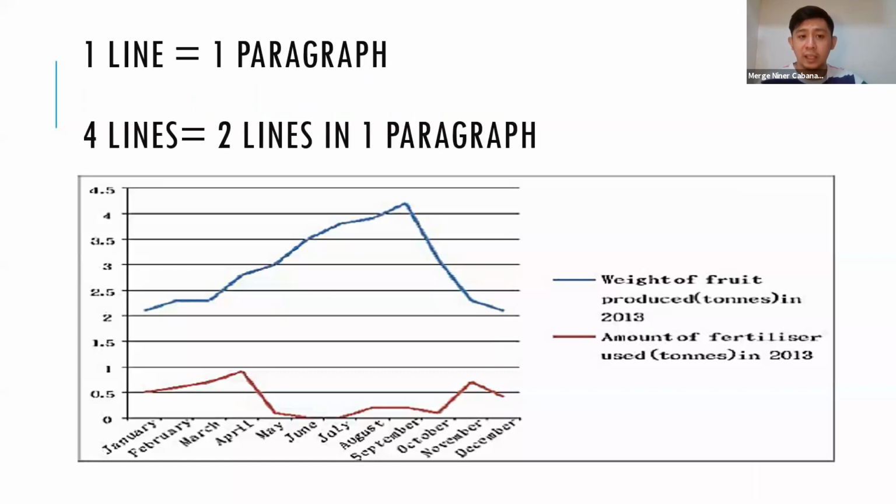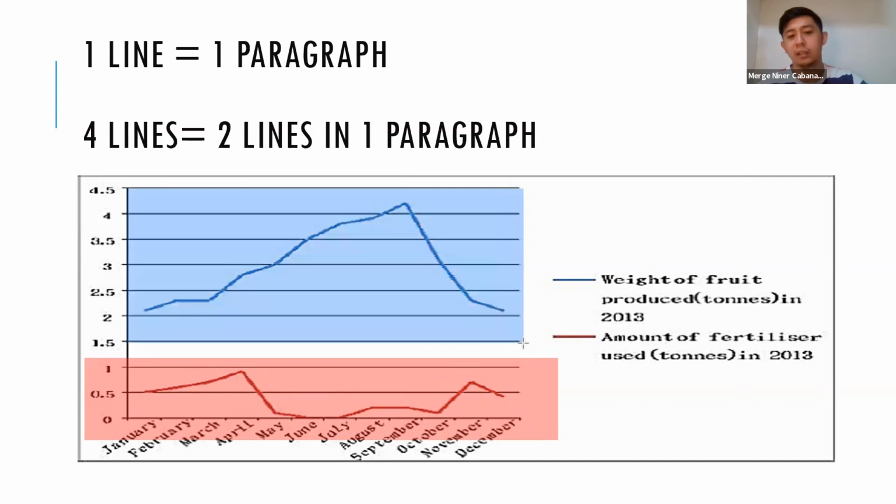Now, 1 line equals 1 paragraph. So if I see a line that pertains to the weight of fruit produced, the blue one, okay, if I see this line, then I would most definitely use one line for this paragraph and then another line for this paragraph. So how many paragraphs in the body?